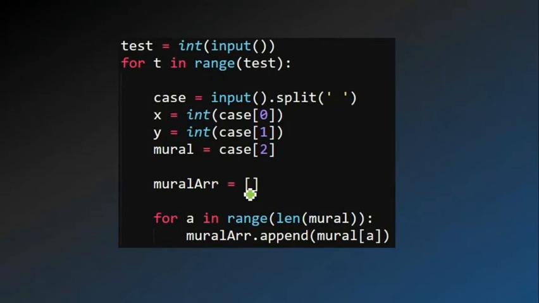Now let's take a look at the algorithm. We are going to take the input, the number of test cases, and each test case is going to be of this format, which is X, Y, and the string. X is the cost of CJ, Y is the cost of JC, and the mural is going to be the string. We are going to convert this string into a list, and then append it to the mural array.